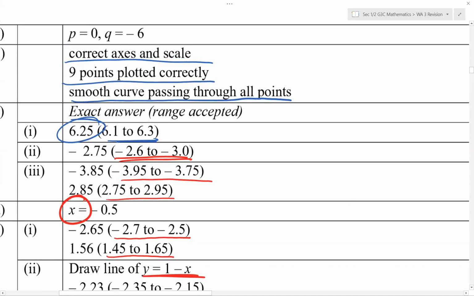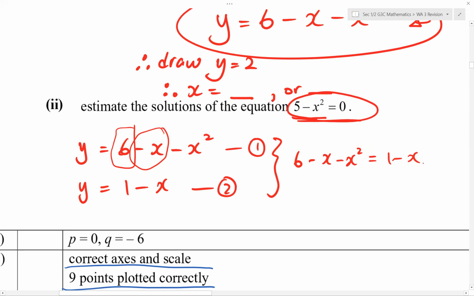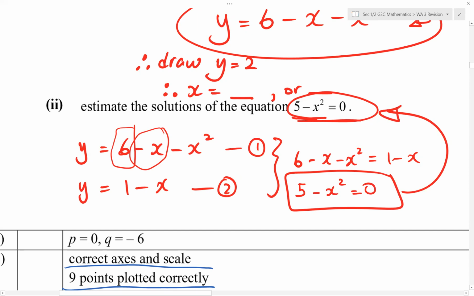So that when you solve them, y equals 1 minus x. If you were to solve these two simultaneously, equation 1, equation 2, solve simultaneously, 6 minus x squared equals 1 minus x. Let's see what is going to happen. 6 and 1, 5. Negative x minus x squared equals 0. Which is what the question required. Therefore, the graph we had to draw was y equals 1 minus x.